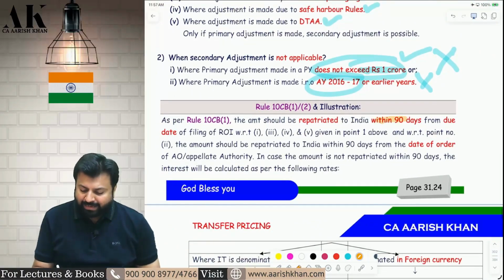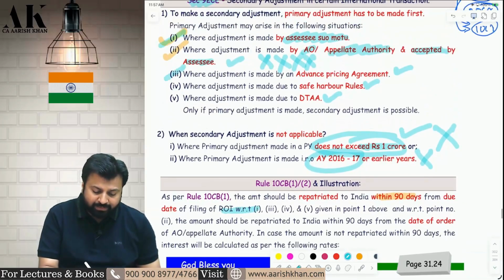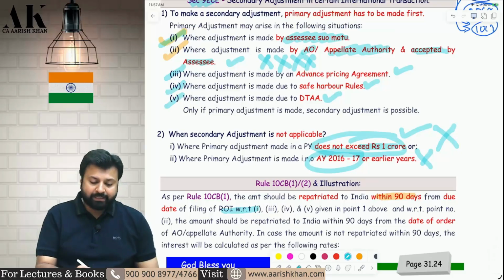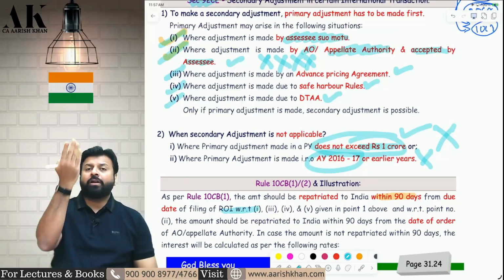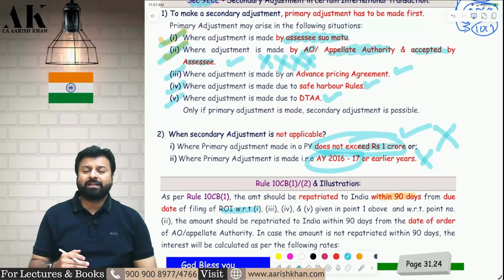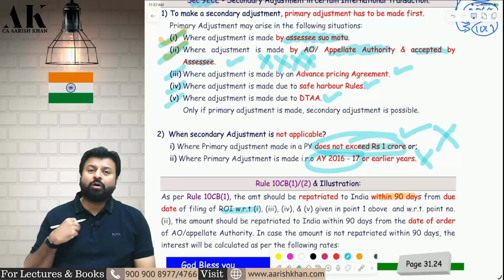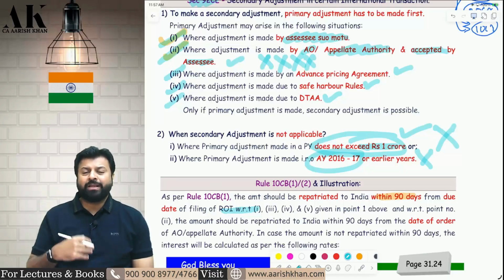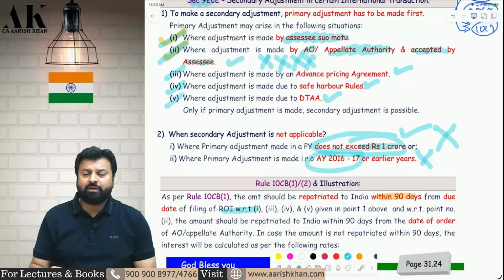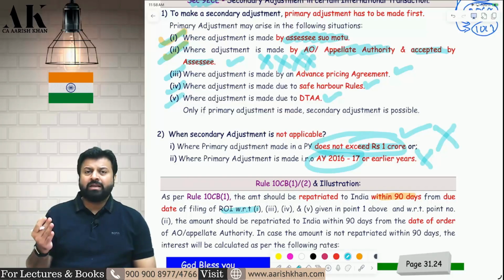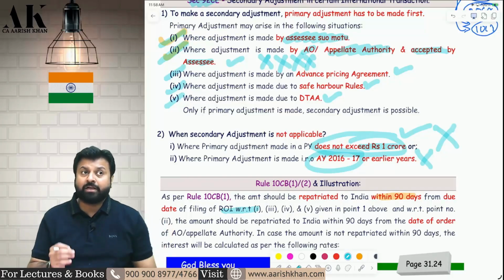You have to bring back that money within 90 days from the due date of filing of return in case of point number 1, point number 3, point number 4, and point number 5. In case of point number 2, where the AO or appellate authority is increasing the income, you have to bring back the money within 90 days from the date of order by the authority. So if you are suo motu making the primary adjustment, you have to bring back the money within 90 days from the due date of filing of return, and if the appellate authority is doing it, then within 90 days from the date of order.